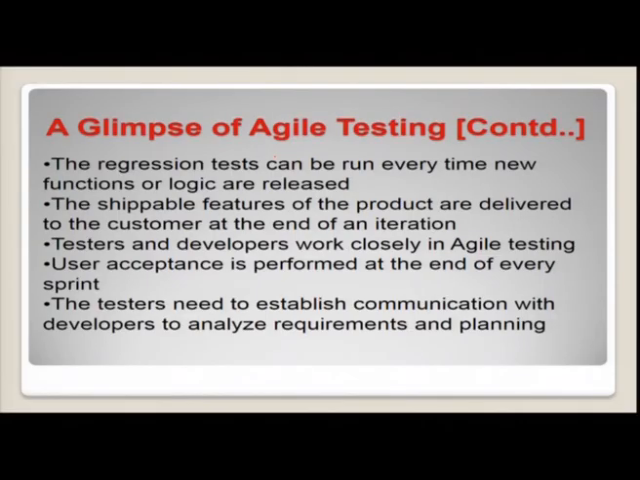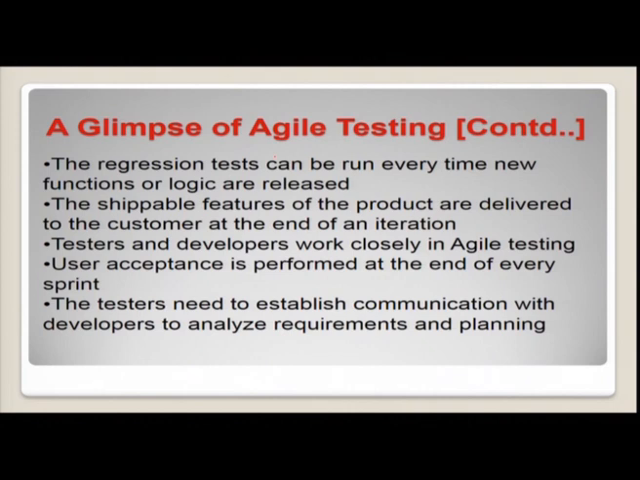The testers and developers work closely in agile testing. They will sit across, and we have seen this in a model called extreme programming, which is in short called XP, wherein in XP you have a technique called pair programming. In pair programming, two people will be sitting and working on the same logic of code. So here in agile testing, the tester and developer work closely.